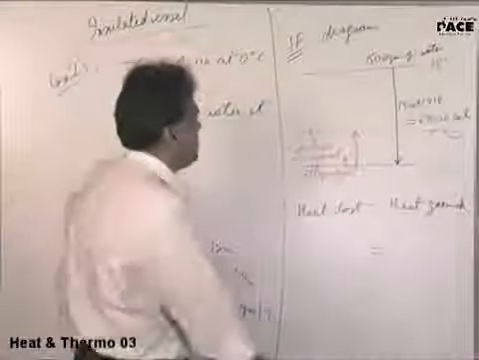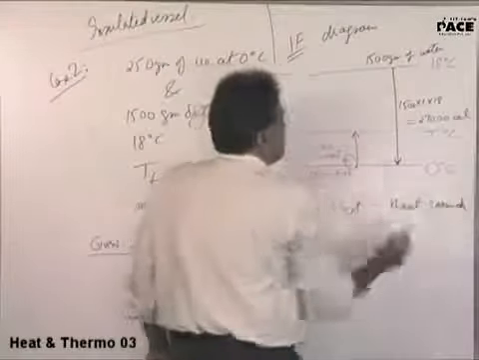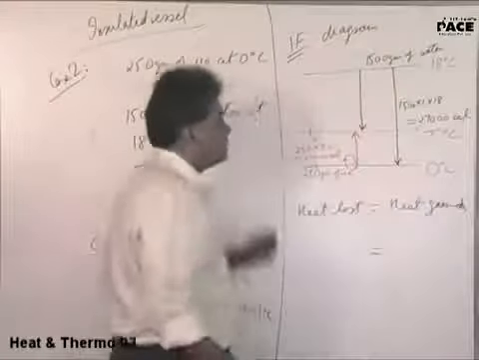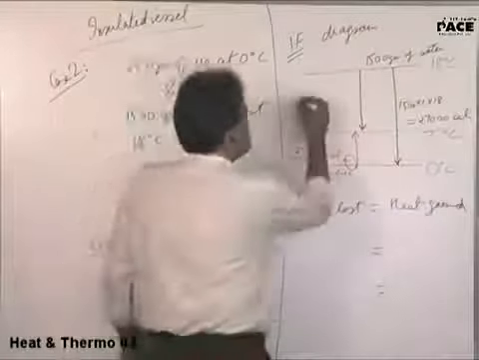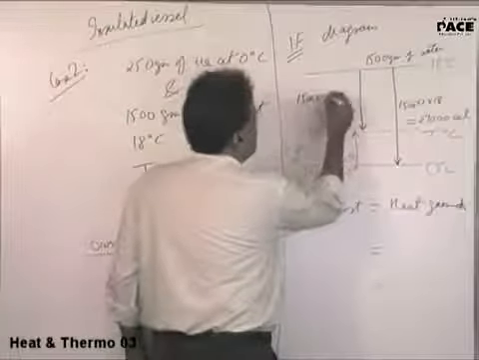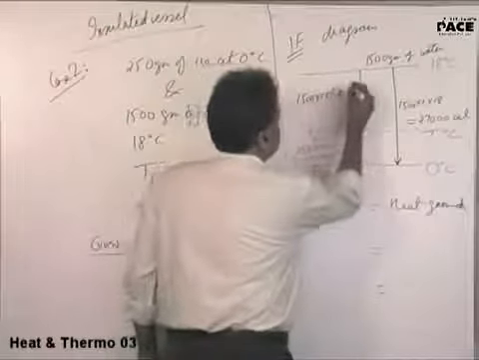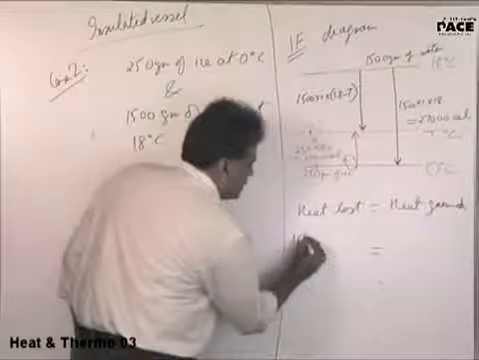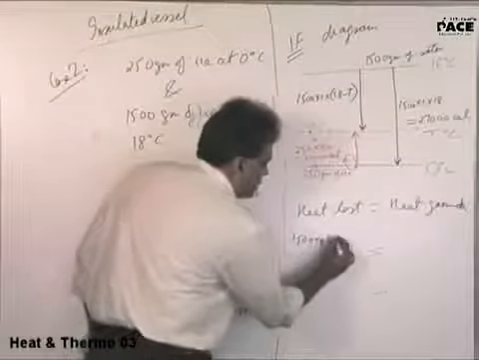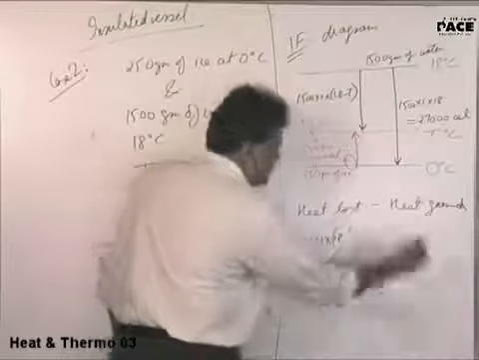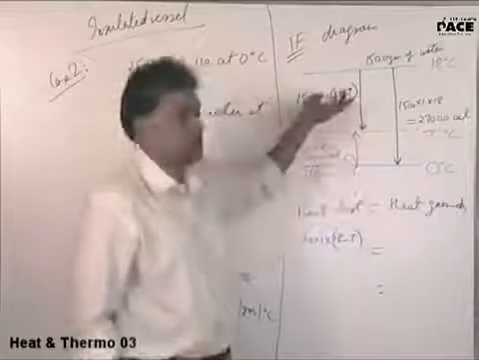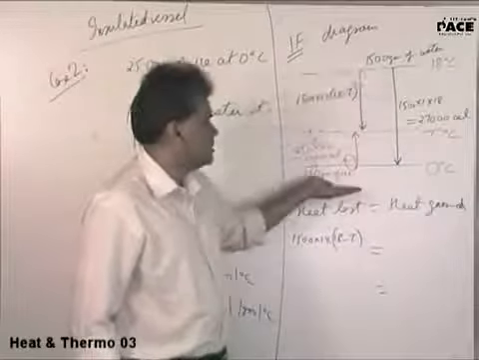What you can see now is, this will not happen. Water will simply come from there to here. If water comes from there to here, the loss of heat for water will be 1500 into 1 into 18 minus T. Heat lost will be 1500 into 1 into 18 minus T. Heat gained, the black equals the red. Heat lost equals heat gained.